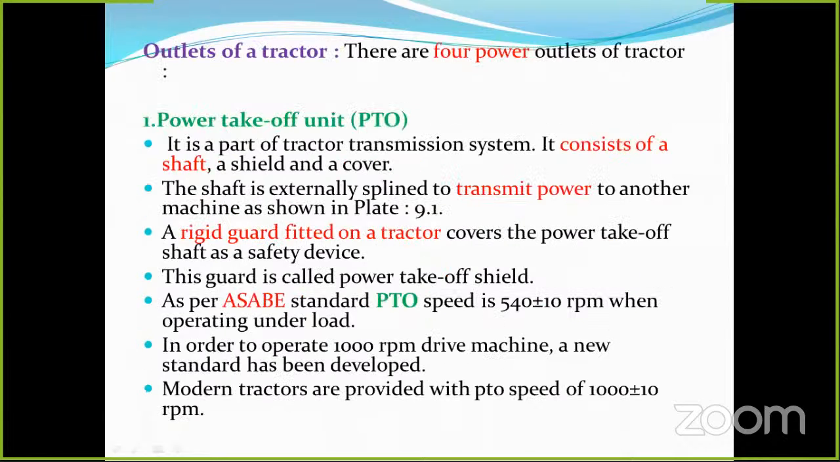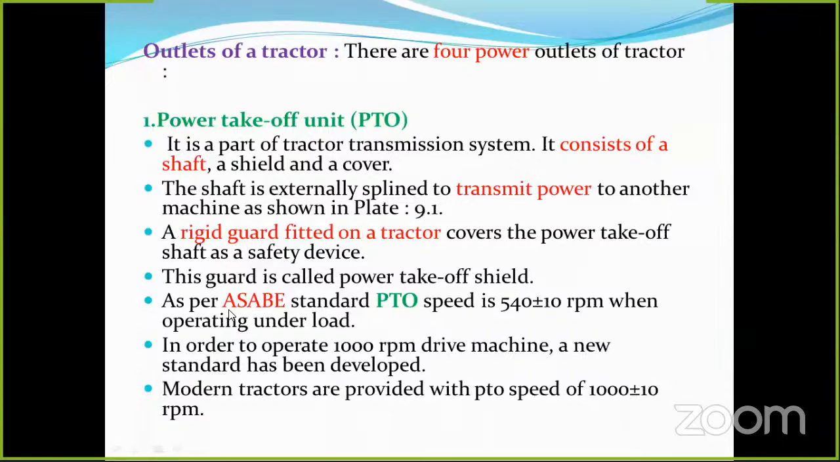So already I told you, there are a total of 4 power outlets in the tractor. In that, first is the power takeoff, PTO. It has a shaft, and that shaft will rotate at 540 plus or minus 10 or 1000 plus or minus 10. That power moves towards whatever is connected with the PTO shaft, either a rotavator or any other implement.